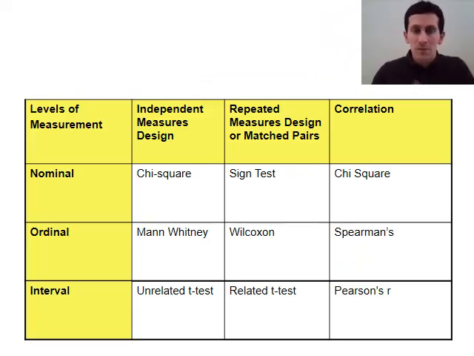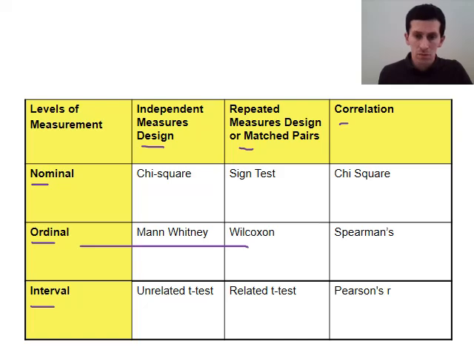So back to this table. Let's have a little bit of a look in more depth at what this table is actually telling us. Down this column here, we've got the levels of measurement, whether it's nominal, ordinal, or interval. And depending on what type of data we're getting, and depending on the experimental design, so whether it was independent measures, repeated measures, or matched pairs, or a correlation, we're going to use a different test. So if it was ordinal data and repeated measures, you're going to use a Wilcoxon's test to analyze your data.